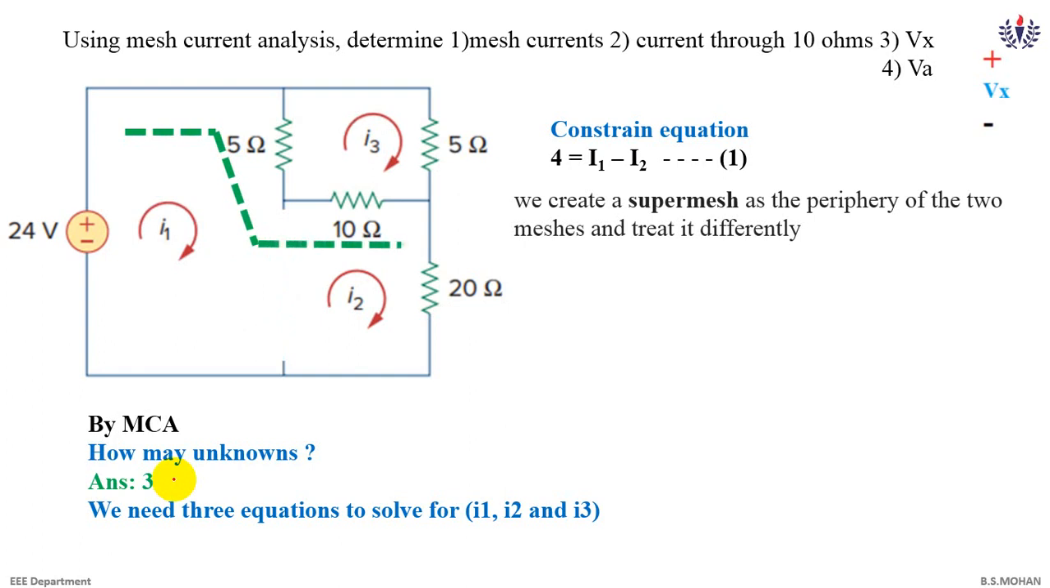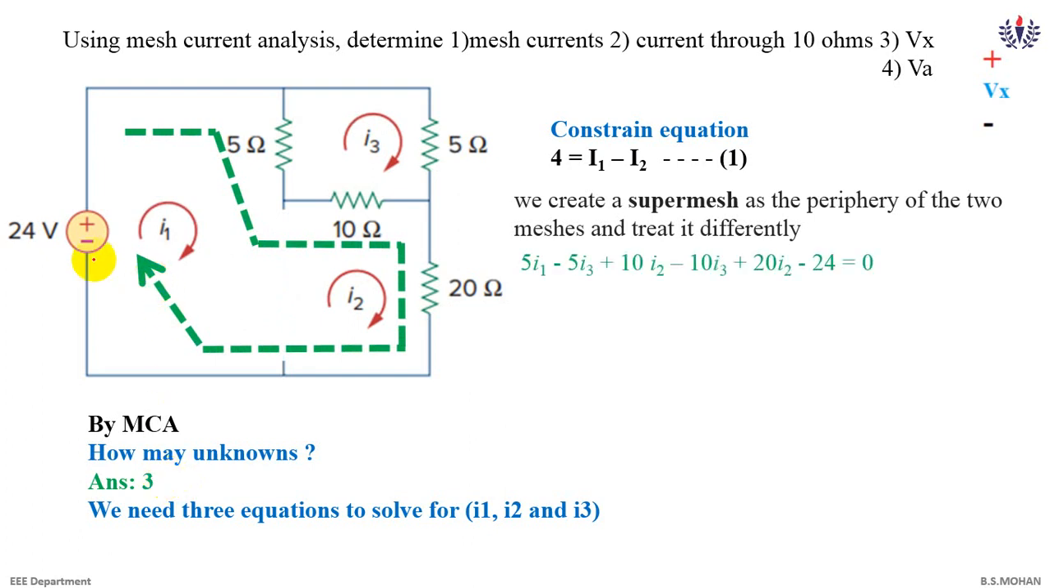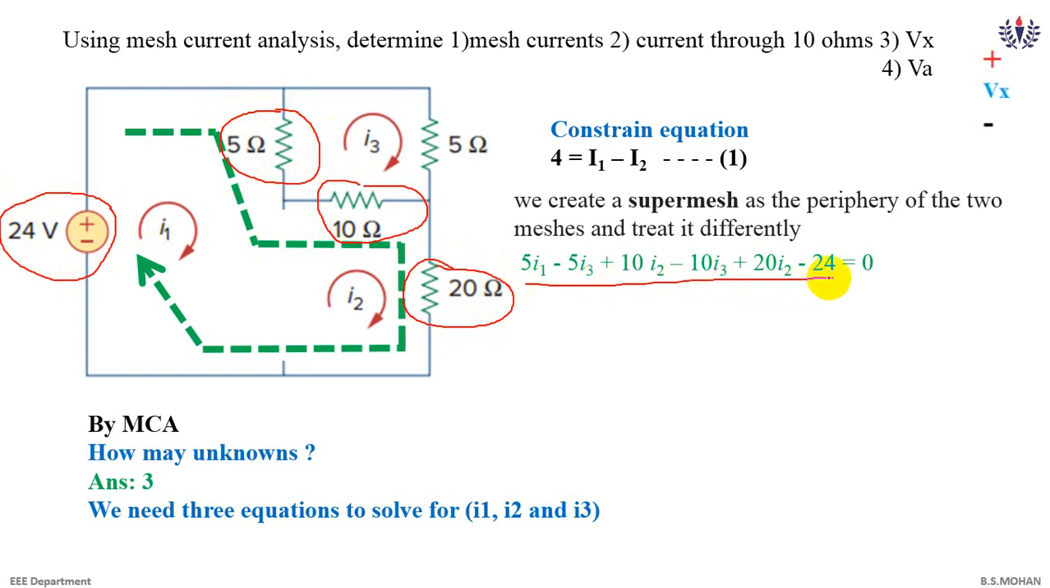Then apply mesh analysis to its periphery. Apply mesh analysis for mesh 1 and mesh 2. And our equation is 5I1 minus 5I3. As you can see, this 5 ohm, you have both I1 and I3. Similarly 10 ohm, you have both I1 and I2. And this 20 ohm, we have only I2. And then followed by 24 volt. And then this is your equation for supermesh. Simplify that equation, that is your equation 2.